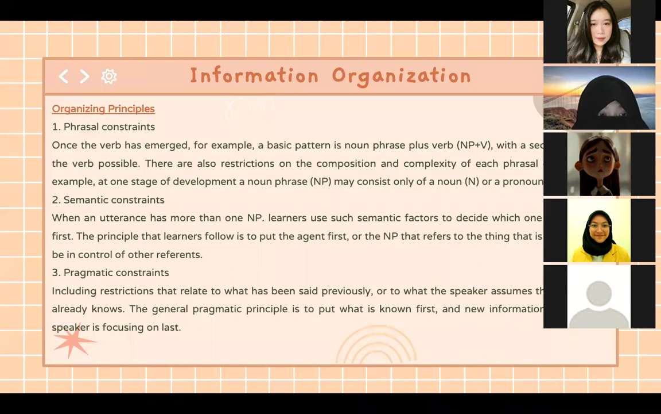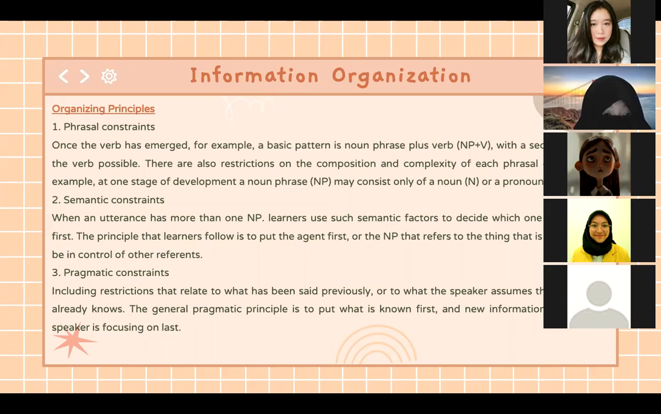The second one is semantic constraints. When an utterance has more than one noun phrase, learners use such semantic factors to decide which one should come first. The principle that learners follow is to put the agent first, or the noun phrase that refers to the thing that is most likely to be in control of the other reference.